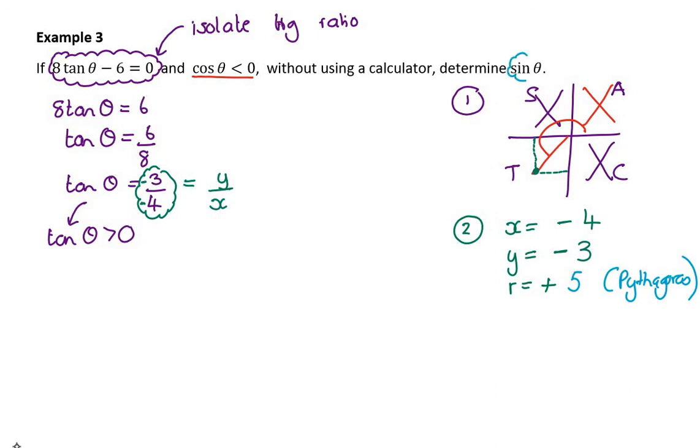This question says determine sine of theta. Now sine of theta is quite simple. Sine by definition in the Cartesian plane is y over r. So in this case it's negative 3 over 5. It makes sense that it's negative because I'm talking about an angle in quadrant 3, and sine is negative there.